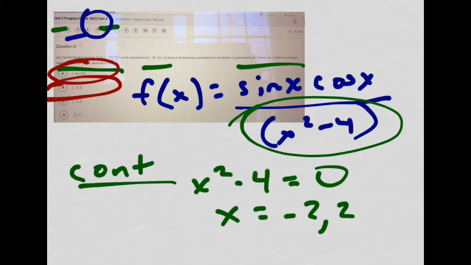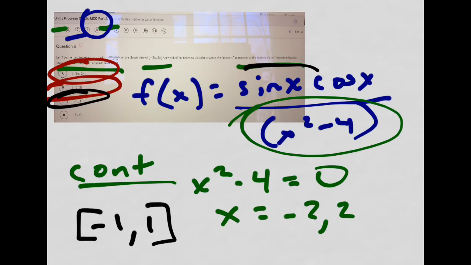So a bunch of red marks there. And C is good. It's very good. That is actually our answer. So from negative 1 to 1, EVT can be applied. For all our MVT, EVT, IVT, all those theorems, your function needs to be continuous.